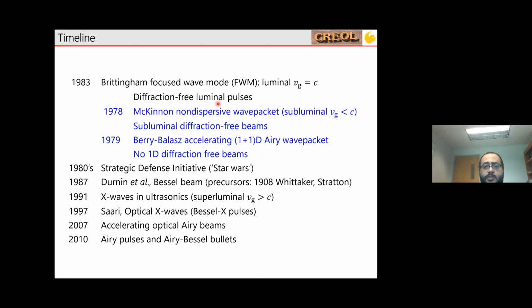Obviously, it's much easier to synthesize Bessel beams, and that concept took over, and Brittingham's paper has pretty much been forgotten by the optics community. What I want to show you today is that there is a variation of Brittingham's focused wave modes that are actually quite straightforward to synthesize and whose properties can be readily controlled in very unexpected ways.